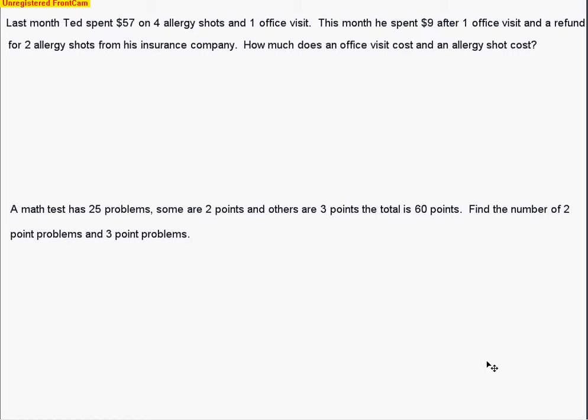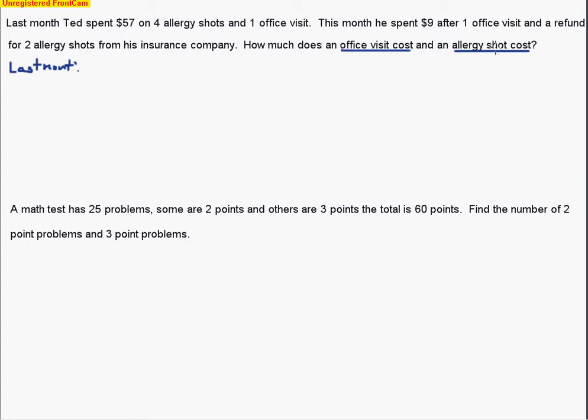Well, this is a value-value equation. So we don't have a quantity, we just have a value. And 2 of them, as a matter of fact. And we'll start with last month. And so we're going to try to write an equation for that situation. Last month, Ted spent $57 on 4 allergy shots. We just don't know how much the allergy shots are, and that's actually what they're asking for. How much does an office visit cost and an allergy shot cost?